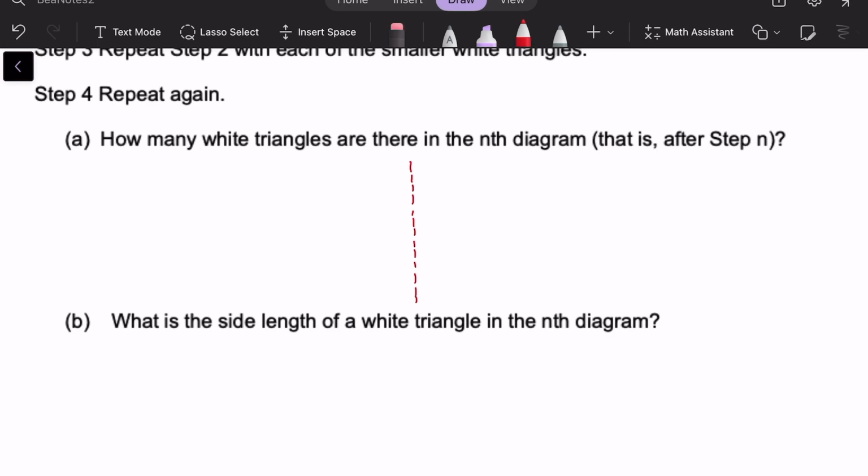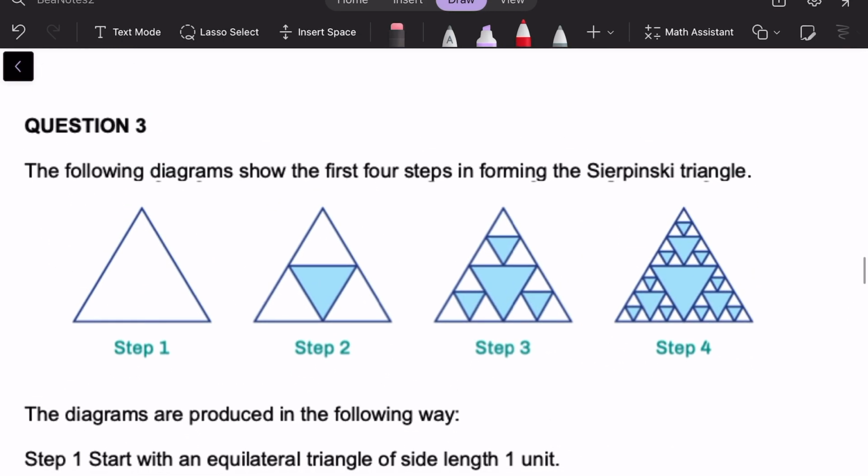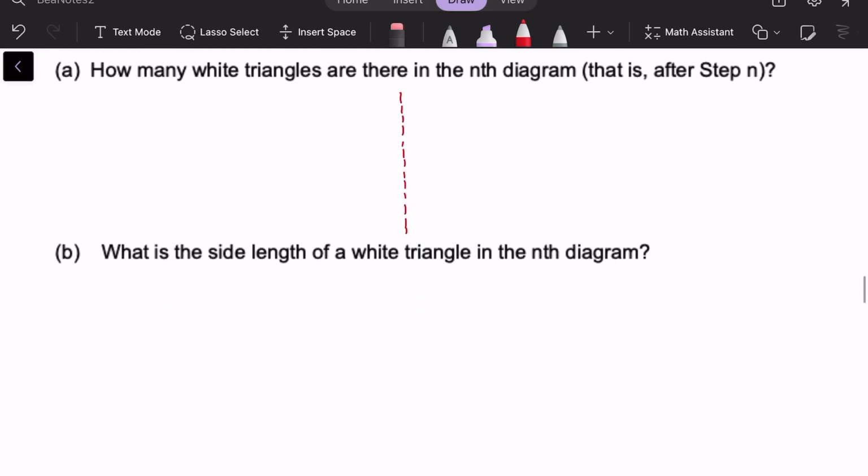So how many white triangles are there in the nth diagram? As you can see, the pattern goes 1, 3, 9, 27, etc. So I'm just going to write it here. Pattern 1, 3, 9, 27, etc. And it's going up by times 3.